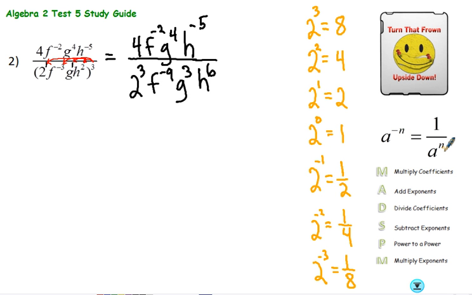So what that means for us over here is that we would have 2 cubed, which would be 8. Now f negative 2, and I'll color code this so you can see it, f negative 2 would go to the bottom if we turn its frown upside down and become f positive 2. Now if you notice g4, it's a positive exponent, so it just stays the same.